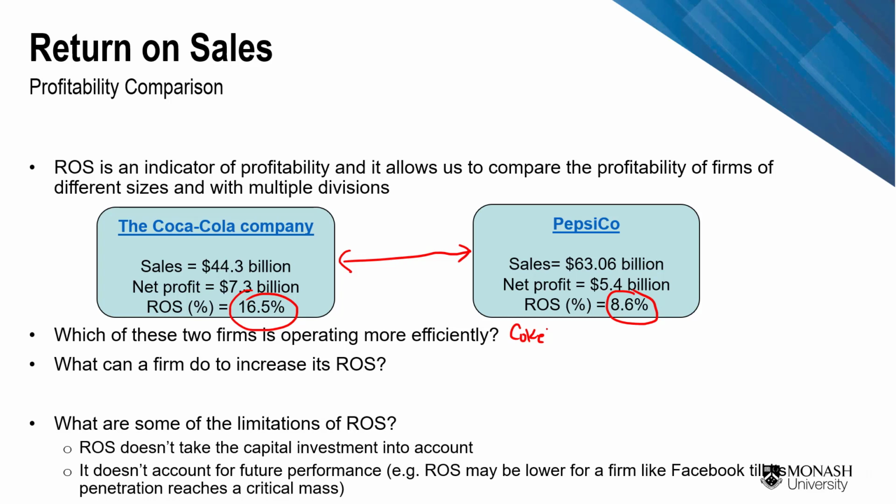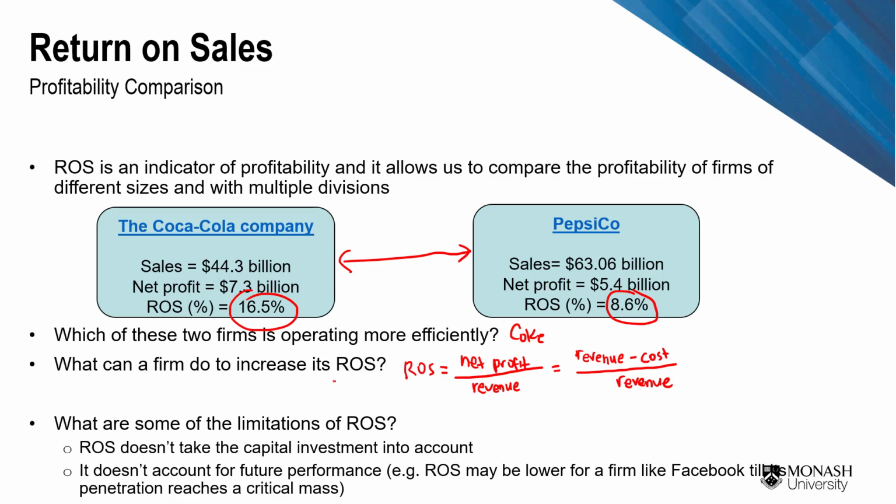Now, what can a firm do to increase its ROS? If you think about it, ROS is equal to your net profit divided by revenue. Now, if we want to break this down, it's going to be revenue minus cost, divided by revenue. So it's a very straightforward thing.